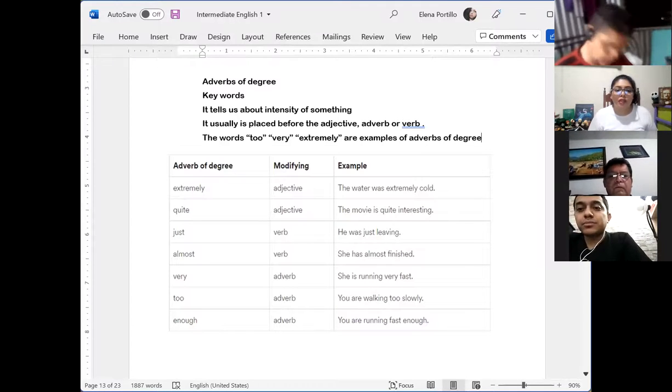Then, too, an adverb. You are walking too slowly. You are walking too slowly.